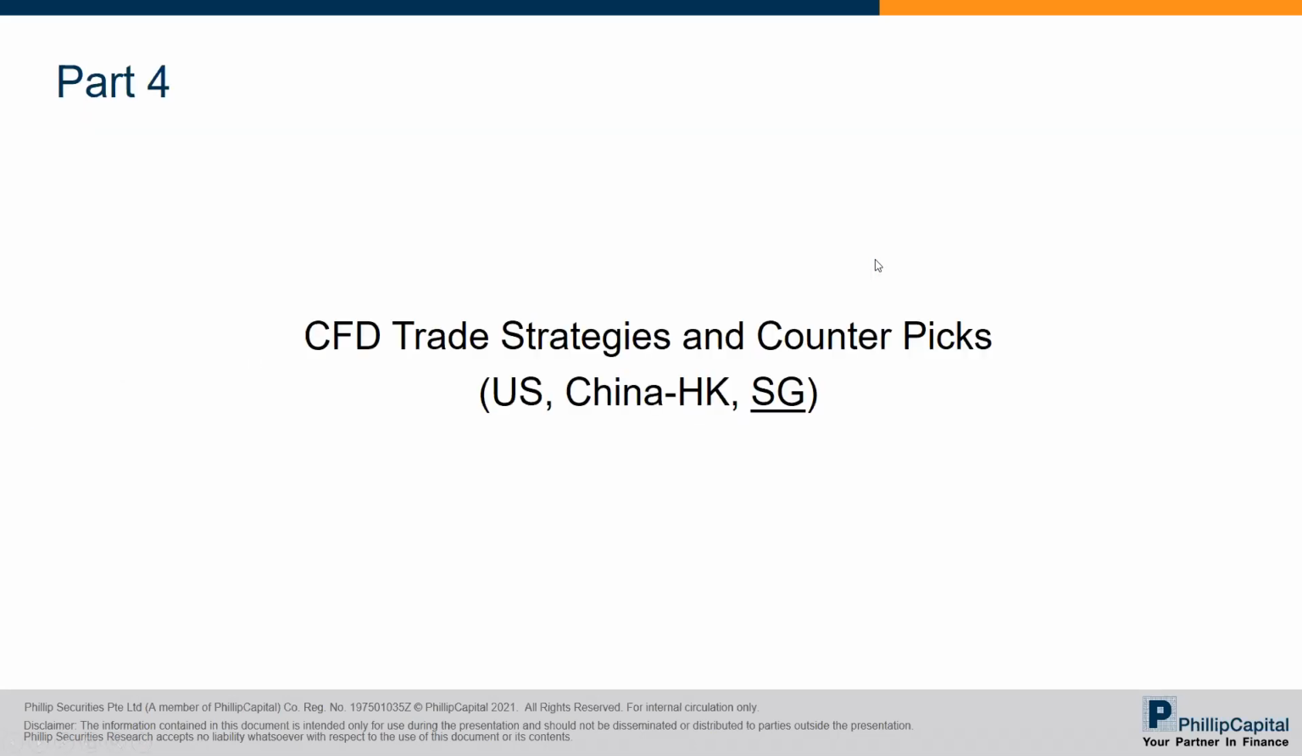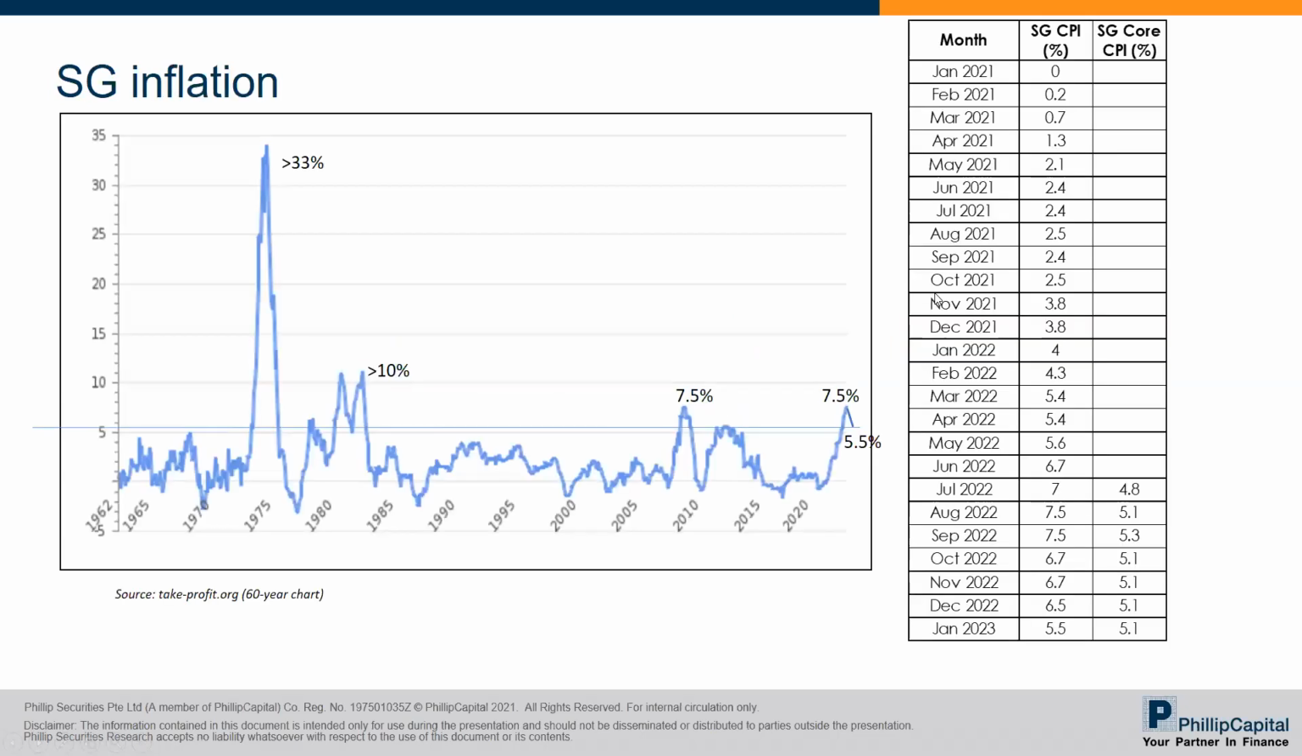Okay, and then for this fourth part, we are looking at the strategy for Singapore. For Singapore, inflation follows a similar but not identical trend to the one in the US. We see that in Singapore, in the 1970s, inflation also reached a peak, went up very high to more than 33%. And then this was followed by a second wave in the early 1980s, but the second wave is lower and only in excess of 10%.